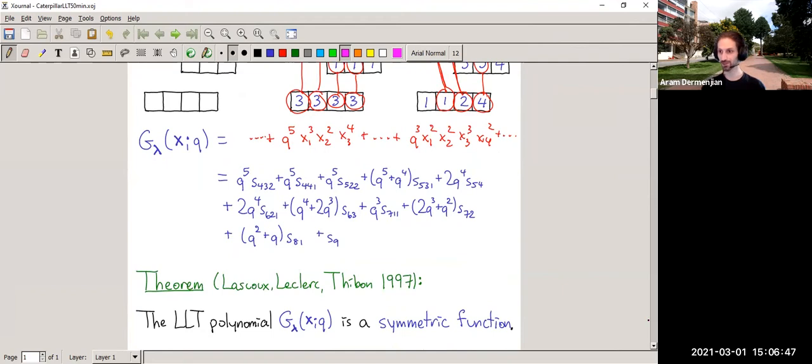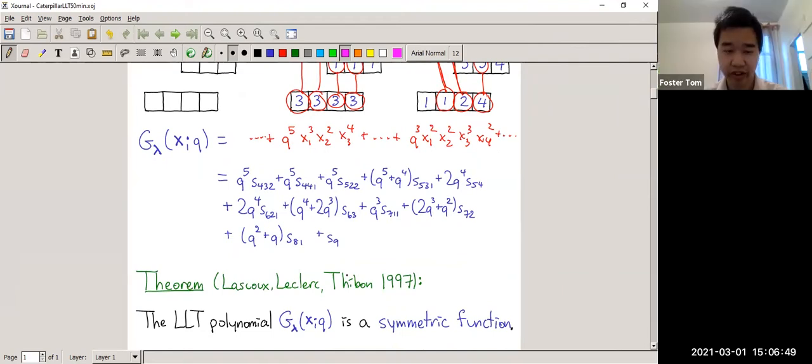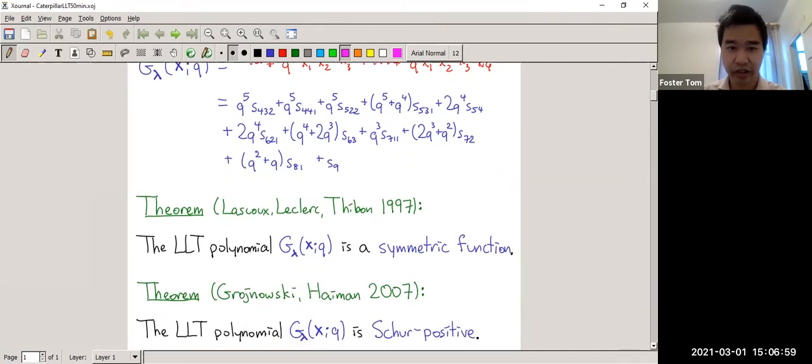So Lascoux, Leclerc, and Thibon defined LLT polynomials in a slightly different way originally, but they showed that what they defined was a symmetric function. And 10 years later, Grojnowski and Haiman showed that LLT polynomials are in fact Schur positive, meaning that if you write it in the basis of Schur functions, as I've done here, the coefficients are all polynomials with positive coefficients.